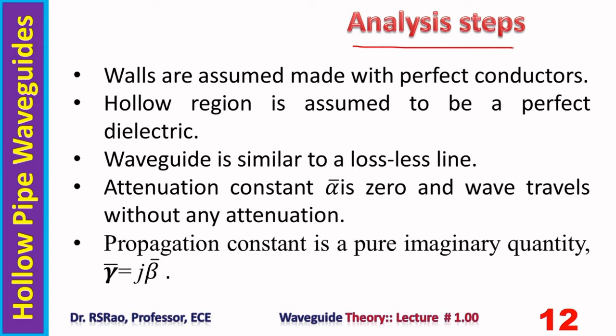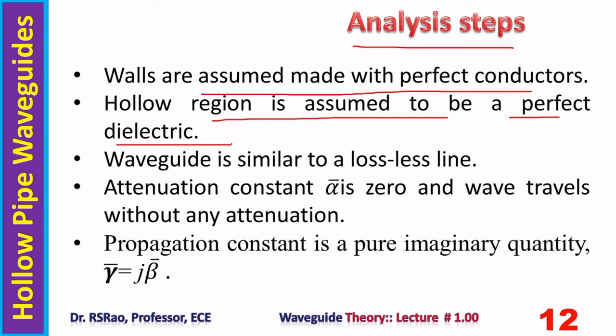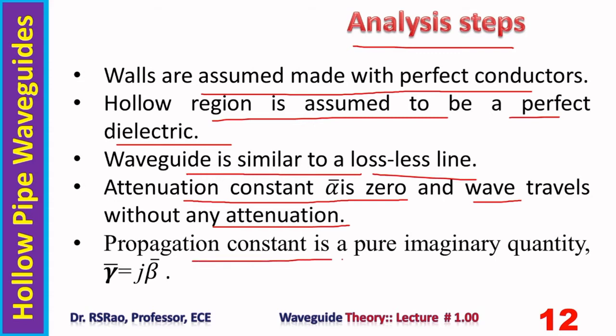Analysis steps. These are common. As I already mentioned, these are common to all the three configurations. Walls are assumed made with perfect conductors. This assumption makes the analysis simple. Hollow region is assumed to be a perfect dielectric. So wave is traveling without any attenuation. Now waveguide is similar to a lossless line. Attenuation is not there, therefore attenuation constant is 0. Wave travels without any attenuation. When attenuation constant is 0, propagation constant is a pure imaginary quantity.